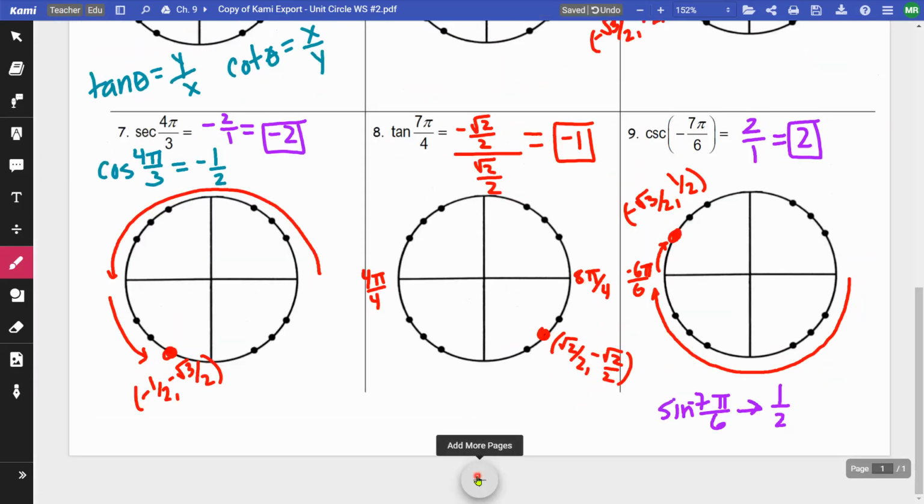And that's the end of that. Hopefully this helps you out. Again, we're going to be practicing a lot more of these unit circles in the next couple of days and actually weeks.